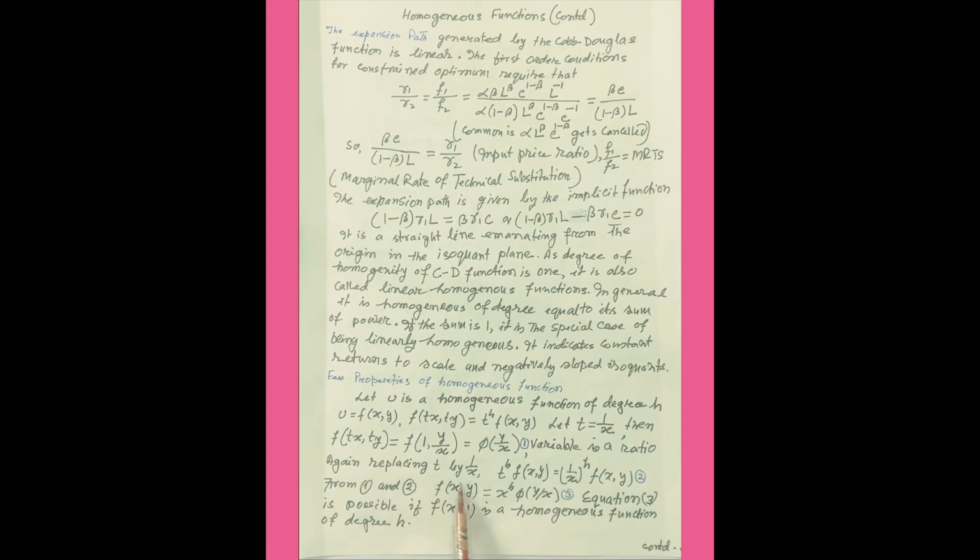Again, replacing t by 1 by x, t to the power h is 1 by x to the power h times the function of x, y from 1 and 2. So if we take the function from 1 and 2, f(x,y) is equal to x to the power h phi of y by x. So this is equation 3. Now equation 3 is possible if the function is a homogeneous function of degree h.